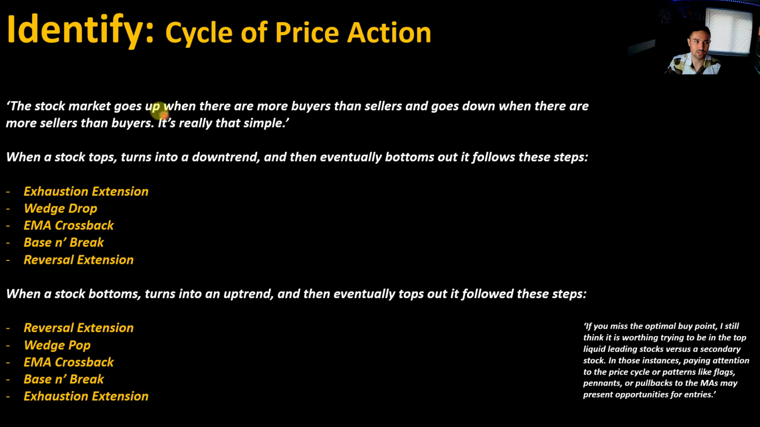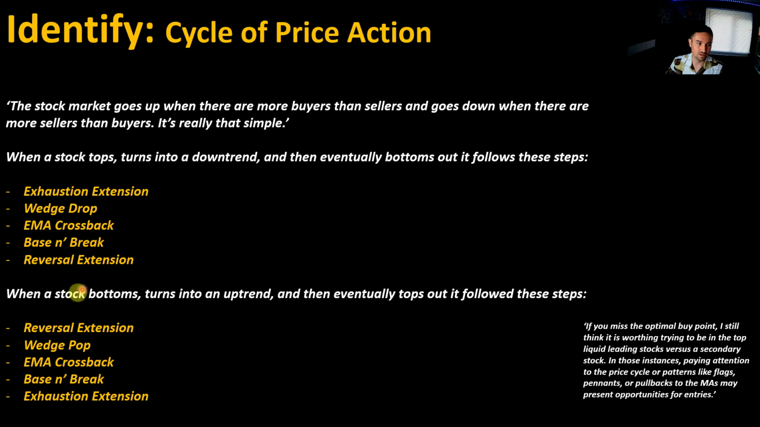So, cycle of price action. The market goes up when there are more buyers than sellers and goes down when there are more sellers than buyers. It's really that simple. It is just supply and demand. When a stock tops, turns into a downtrend, and then eventually bottoms out, it follows these steps: exhaustion extension, wedge drop, EMA crossback, base and break, reversal extension. Don't worry, it's all going to make sense.